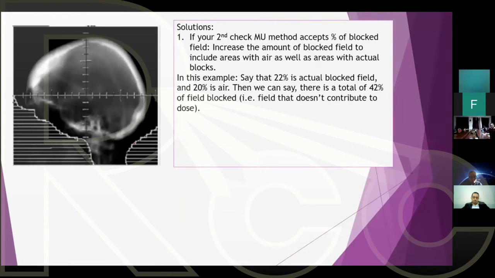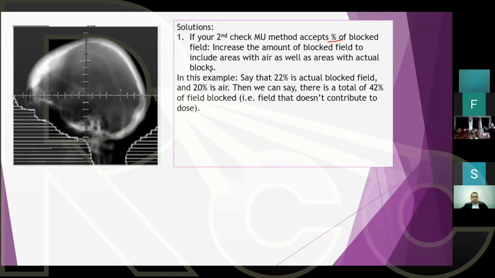So what we can do, we have two options. The first option, if you're using an Excel sheet, most probably you have to put a percentage block. So you're saying 20% block. In this case, I am asking you to include the air as part of the percentage block. Because when I say this part of the field is being blocked, it means this part is not contributing to scatter. If it's not contributing to scatter, there is less dose going to your point. No scatter, less dose, so you need to increase the monitor unit.